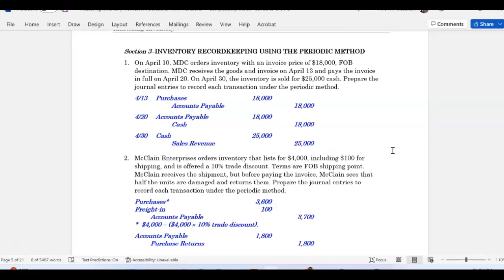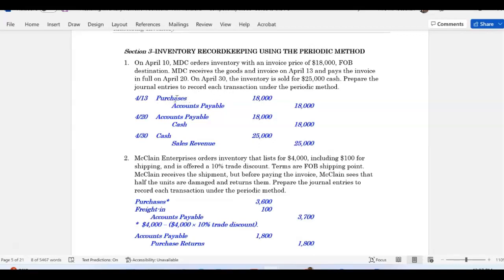But how about if we purchase inventory at any time during the year? What do we do? At that time, we use a T account which we call purchases. This is how I remember it. Periodically, I go to the mall to purchase a shirt. Do I go every day to the mall to purchase a shirt? No, I go periodically. Periodic purchase. Remember that. So under the periodic method, we use a T account called purchases.